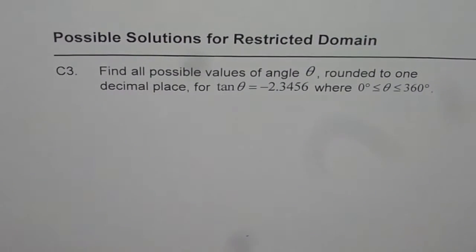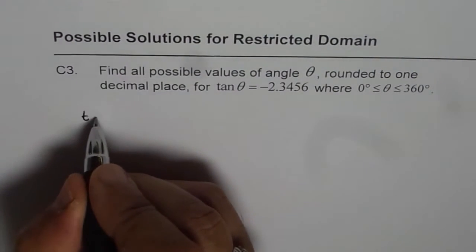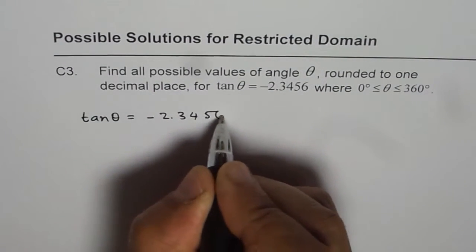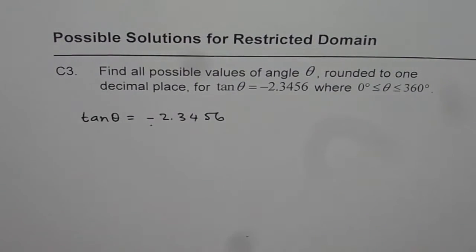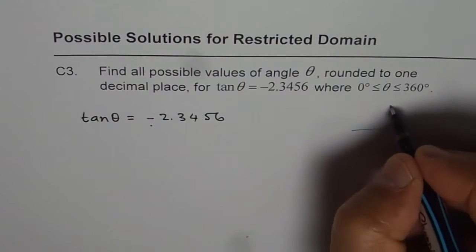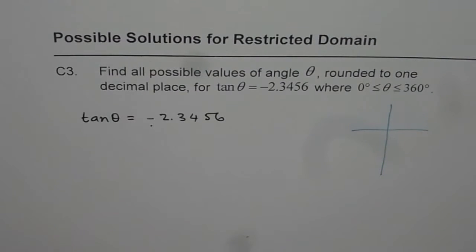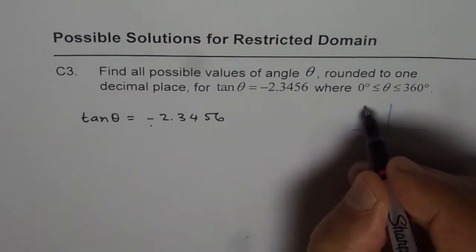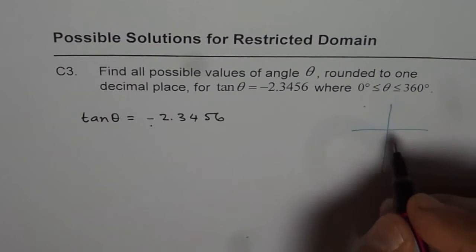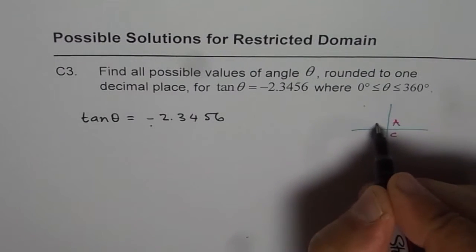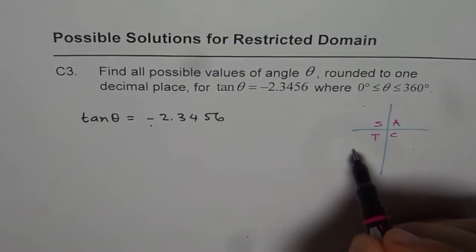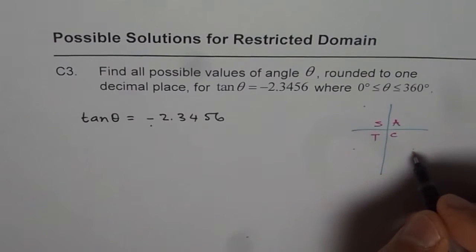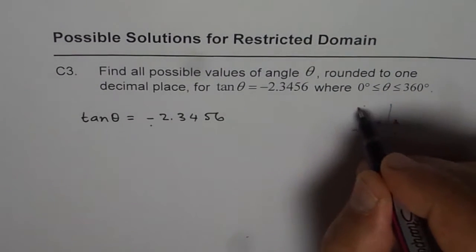First, since we know that tan theta equals minus 2.3456, the negative here indicates that the angle theta should lie in which quadrant? A negative value of tan theta means that the terminal arm should be either in quadrant 2 or in quadrant 4. This we get from the CAST rule. The CAST rule says that tan is positive in the other two quadrants, so it is negative in either quadrant 2 or quadrant 4. So we are looking for two solutions here.